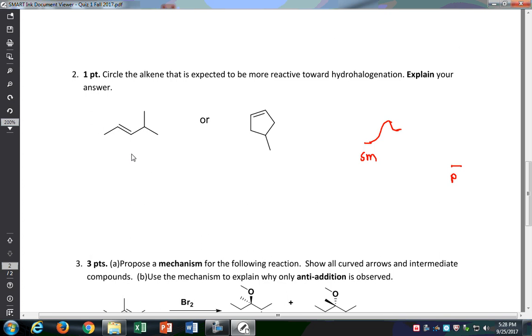So we can get a good idea of what our activation energy looks like based on our intermediate. So our intermediate is our carbocation. So what we can do is compare our two carbocations and see which one's more stable. The more stable carbocation, the lower the activation energy, the more reactive.